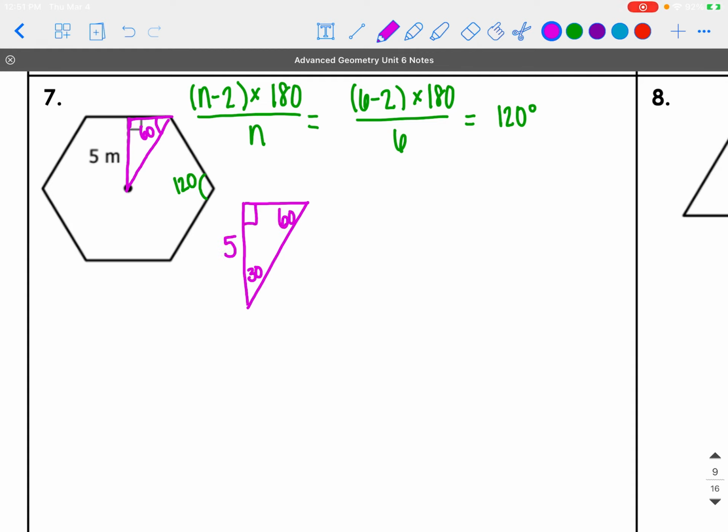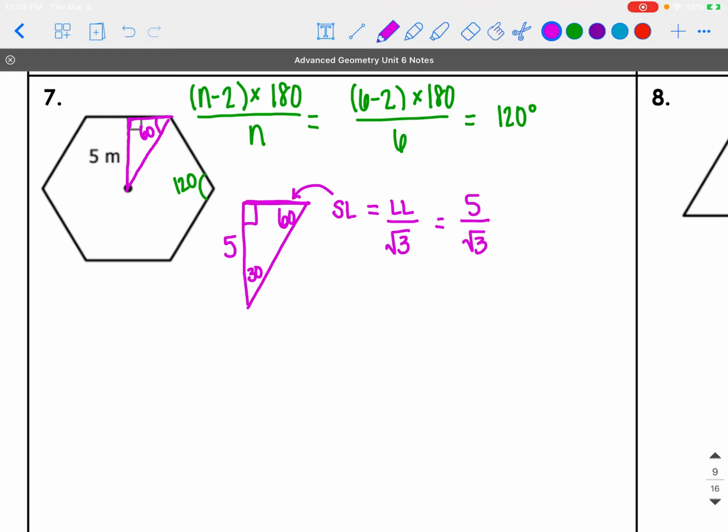So the long leg is 5. We need to find the short leg. So to find the short leg, we take the long leg divided by square root of 3. So 5 divided by square root of 3.